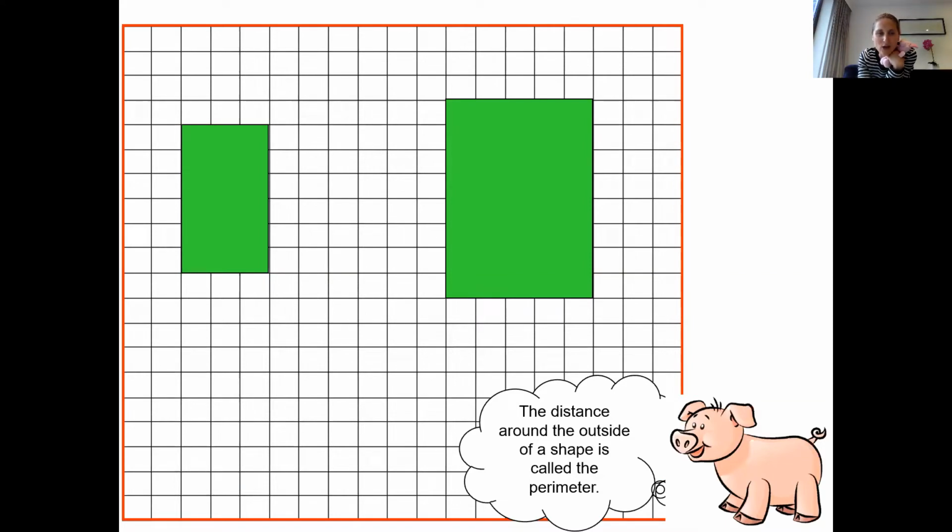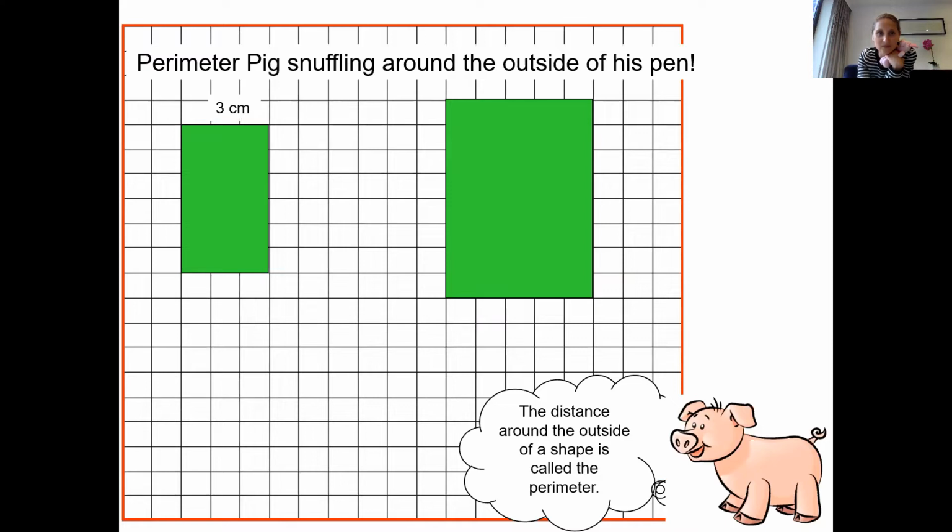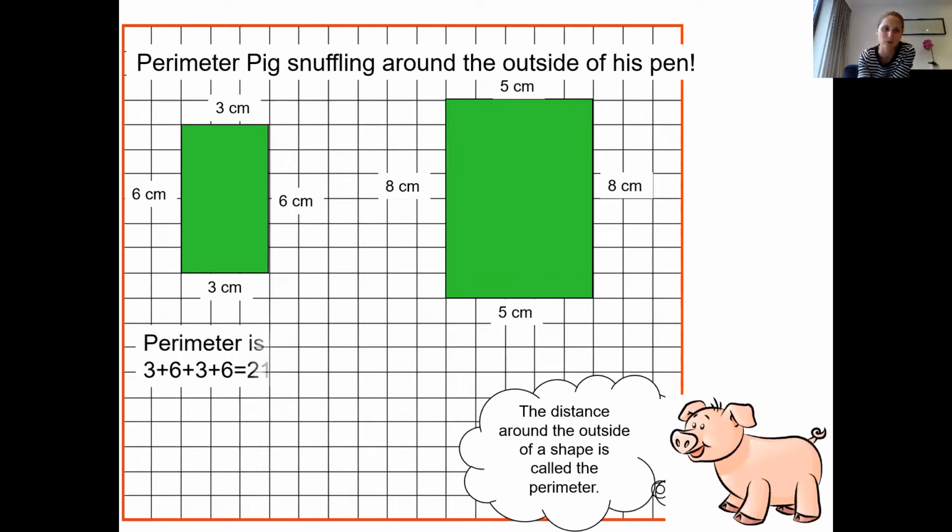So here we go. The first one was 3 by 6 by 3 by 6. And the second shape was 5 by 8 by 5 by 8. All you need to do is add the 3, 6, 3 and 6 together, and that gives you a perimeter of 21. And the other shape, you'd add the 5, the 8, the 5 and the 8 together, and that gives you a perimeter of 26. So that's how you do it. That's perimeter pig.